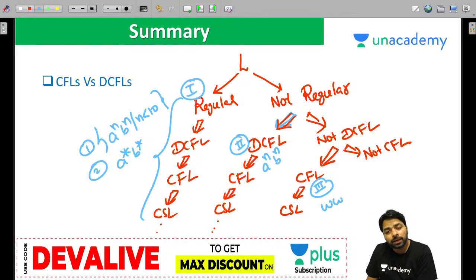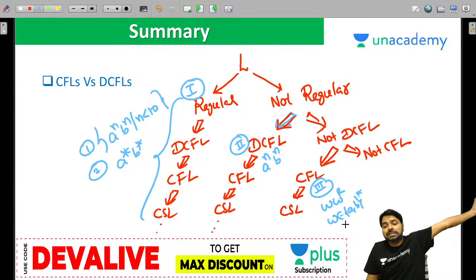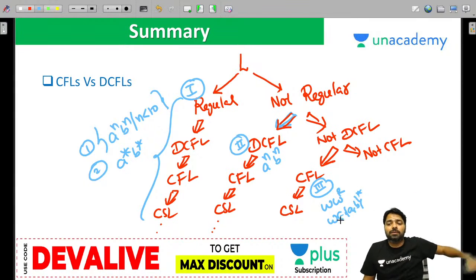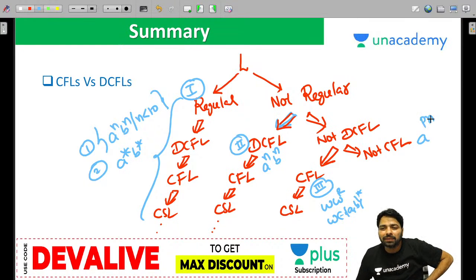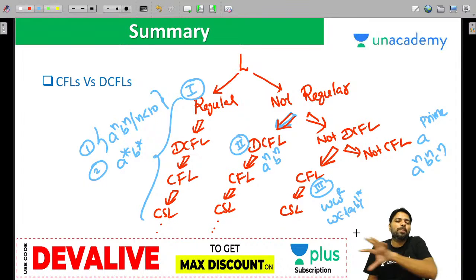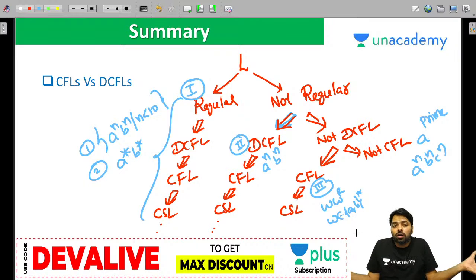And for this one, third point, CFL but not DCFL, you know, W W power R, where W belongs to A comma B whole star. We designed the machine in the last class. And not CFL, you have many choices, guys, like A power prime, or you can have A power n, B power n, C power n. So many problems.